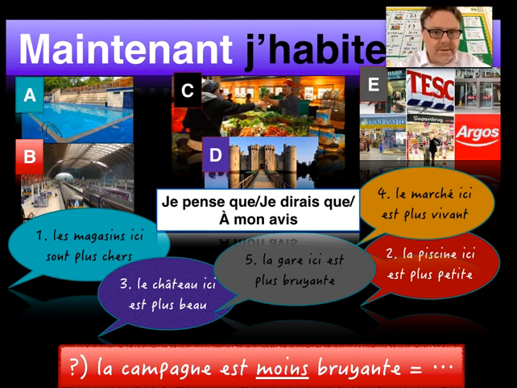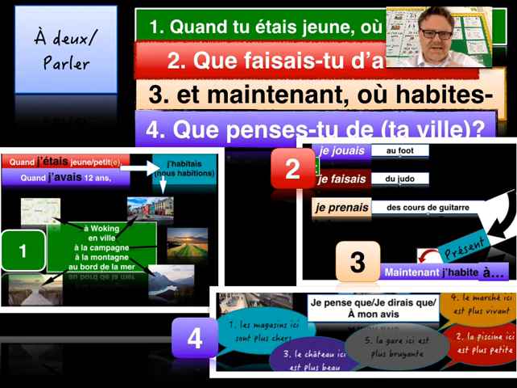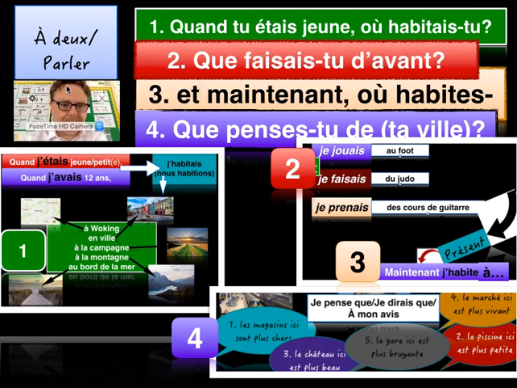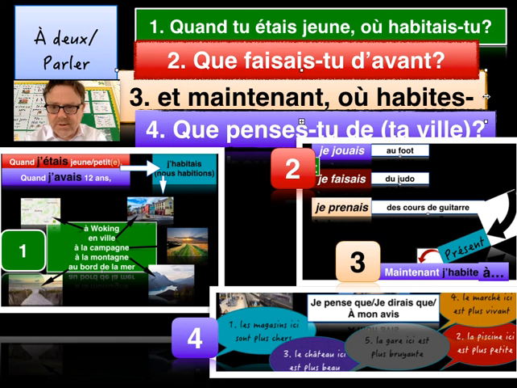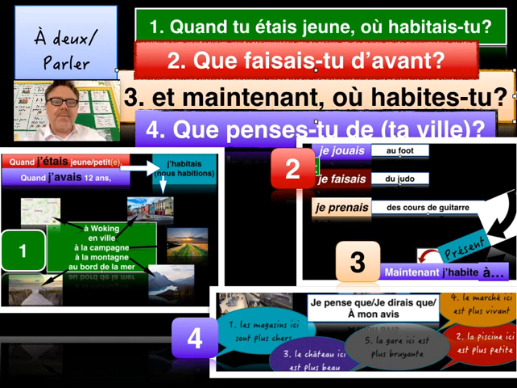Now, speaking activity here. We've got our four questions. Again, I'm going to move over here, if it lets me. Quand tu étais jeune, when you were young, où habitais-tu? Where did you used to live? Que faisais-tu d'avant? What did you used to do previously? Et maintenant, où habites-tu? And now, where do you live? Que penses-tu de ta ville? What do you think of your town, or about your town?